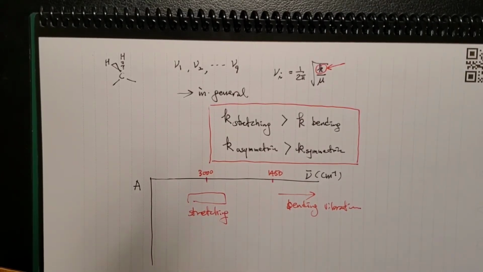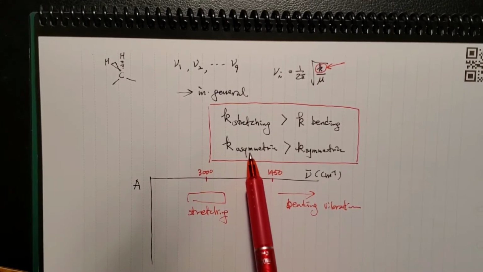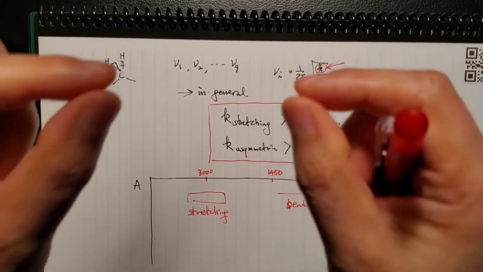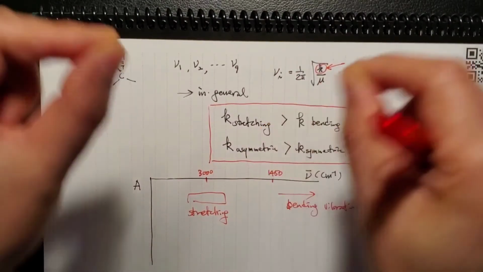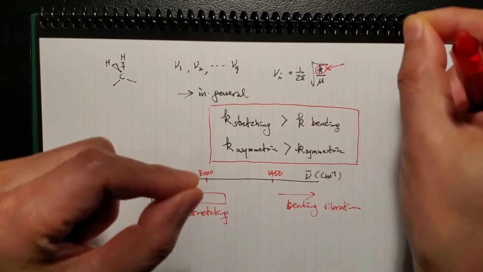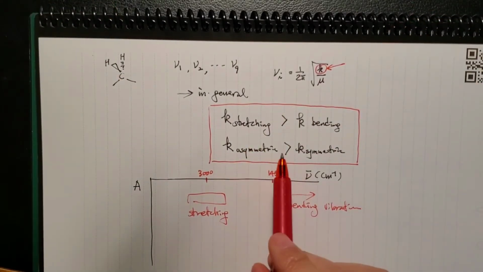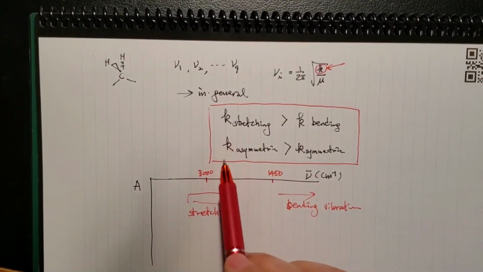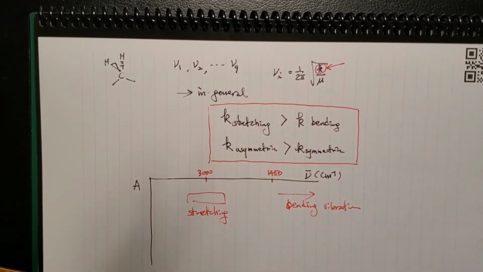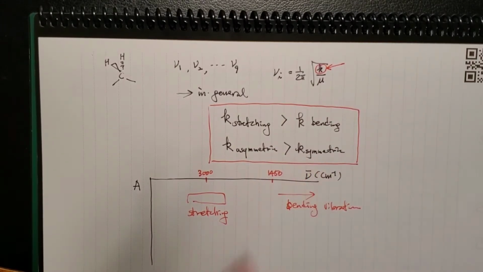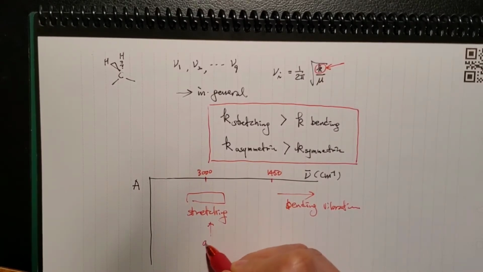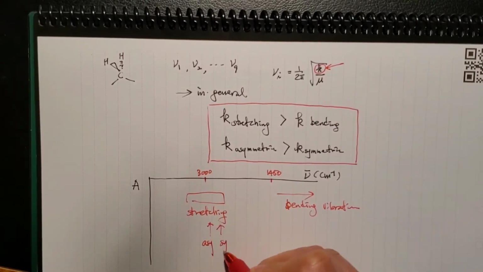Among the stretching, for example, the asymmetric vibration, when you have two hydrogens bound to the central carbon here, when you do stretching, that's symmetrical or asymmetrical. The asymmetrical vibration usually has a greater K value, meaning a greater frequency compared to the symmetric ones. So asymmetric ones and the symmetric ones. Okay.